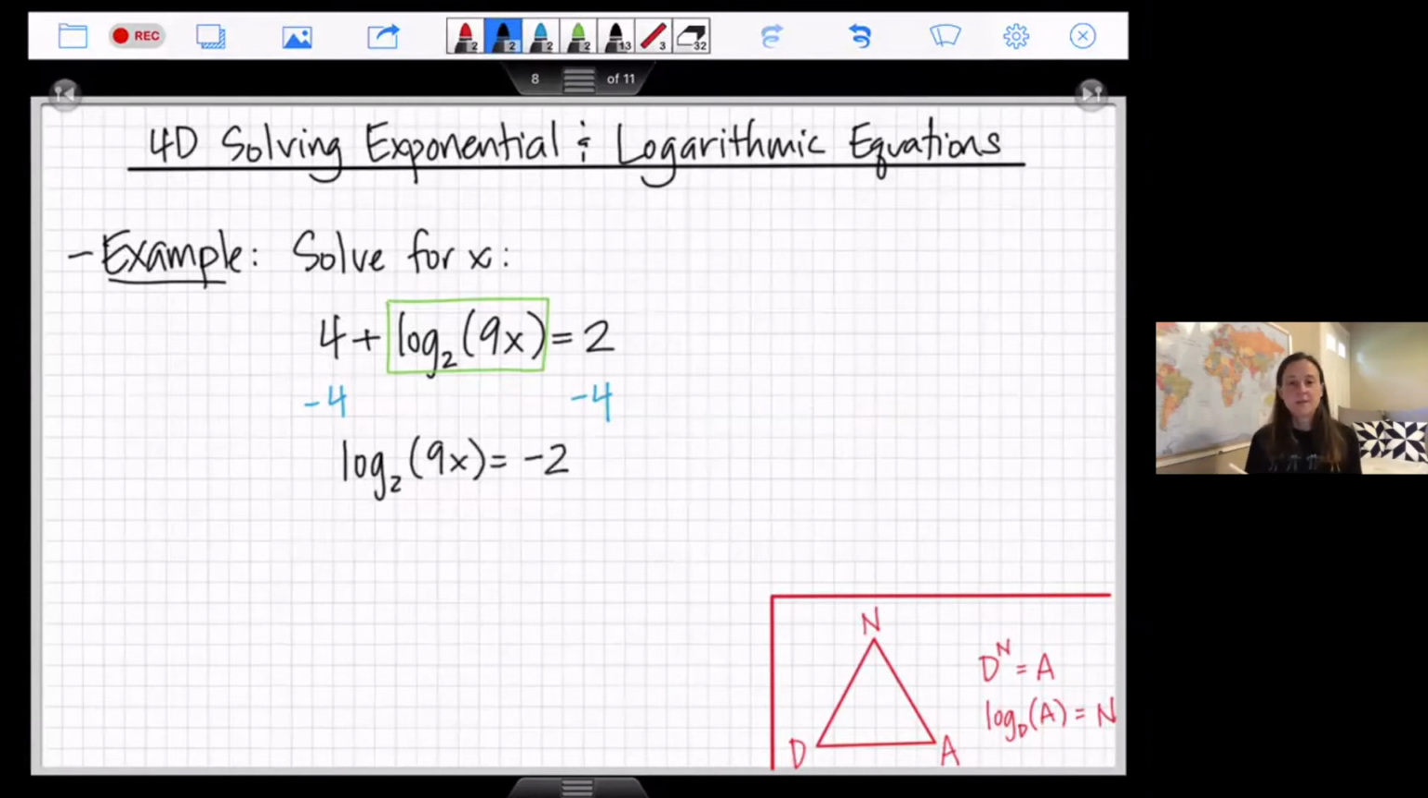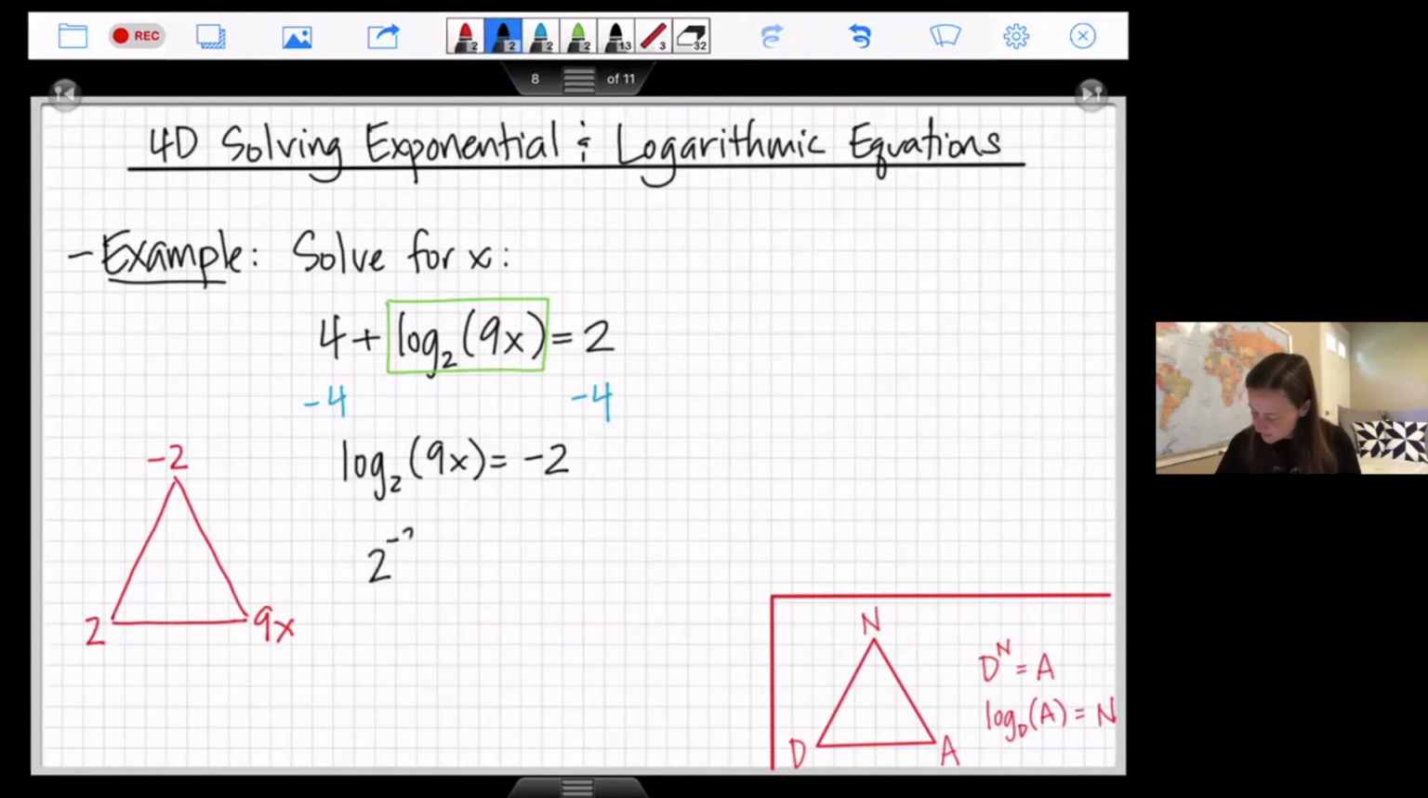All right, so let's set up our triangle. Okay, the base of my logarithm is 2. That goes on the bottom left. What's in the logarithm goes on the bottom right. And the logarithm is equal to the exponent on top. All right, so there's my log converted to an exponential. And let's write that as an exponential equation. So it's going to be 2 to the -2 equals 9x.